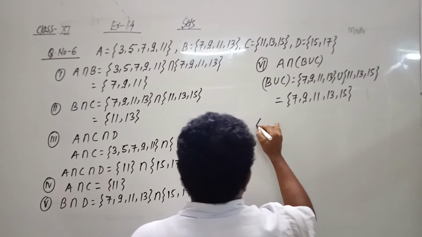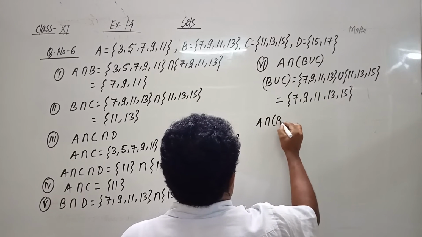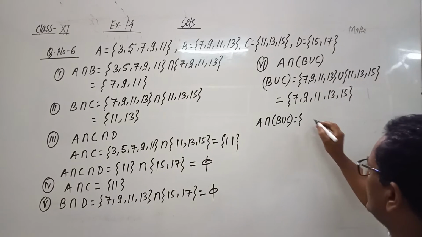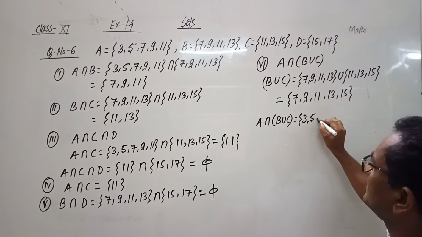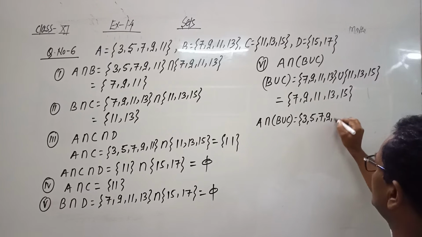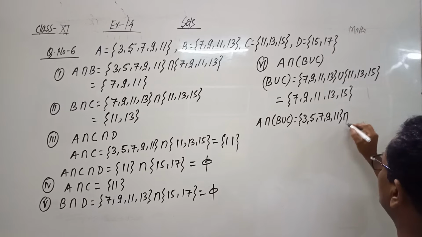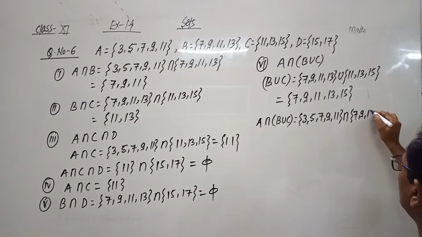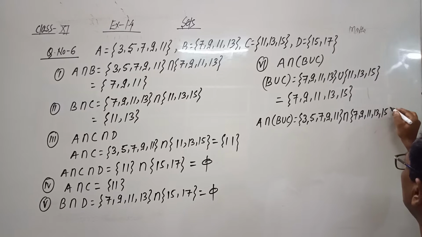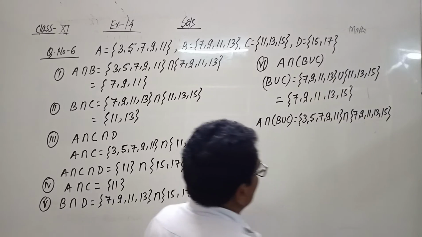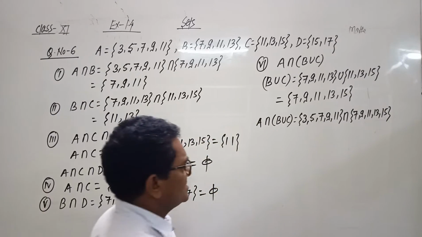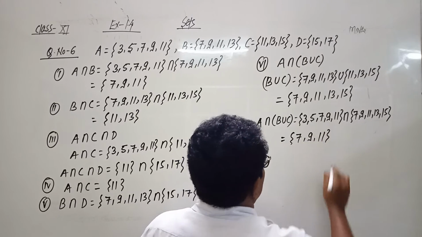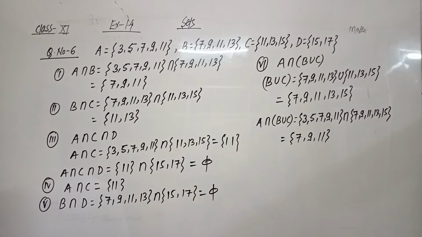Now we calculate A intersection B union C and put the value of A. The value of A is 3, 5, 7, 9, 11, intersection, the value of B union C: 7, 9, 11, 13 and 15. Now what are the common terms? Only three terms are common, 7, 9 and 11. The result will be 7, 9 and 11.